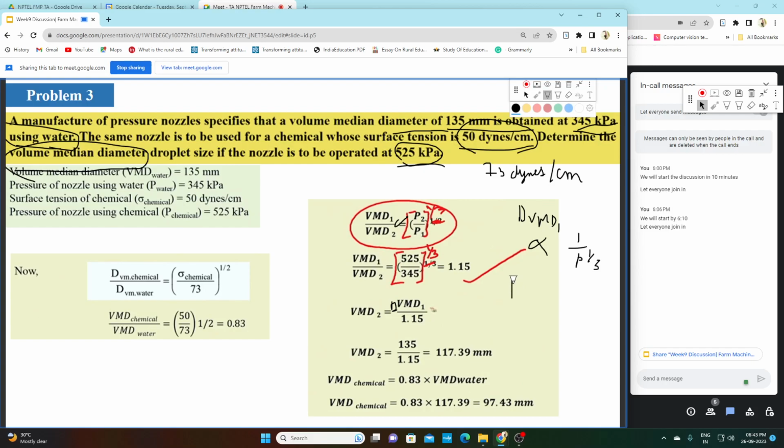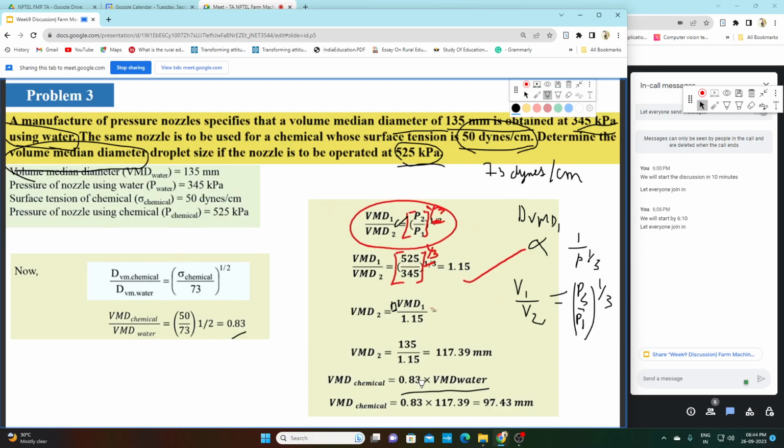So we can write it as V1 by V2 equals P2 by P1 to the power 1 by 3. Okay. So we already know our VMD of the chemical, that is 0.83 into VMD water, because 50 by 73 to the power half is 0.83. So this we already know.